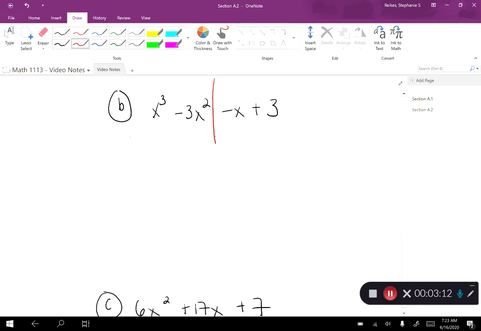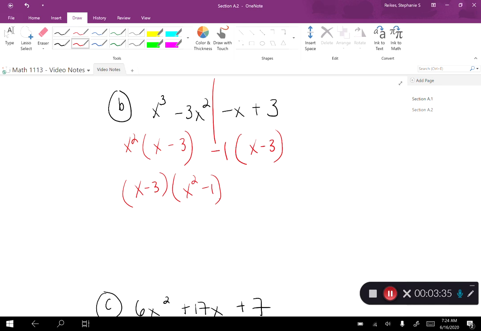GCF out of the left is x squared, and I'm left over with x minus 3. On the right, I can pull out a negative 1, and I'm left with x minus 3. Now both terms have an x minus 3 that pulls out, and my leftovers, x squared minus 1. Make sure you factor completely. I see x squared minus 1 is a difference of squares, and so that's going to factor one more time to x minus 1 times x plus 1, and now my problem is completely factored.